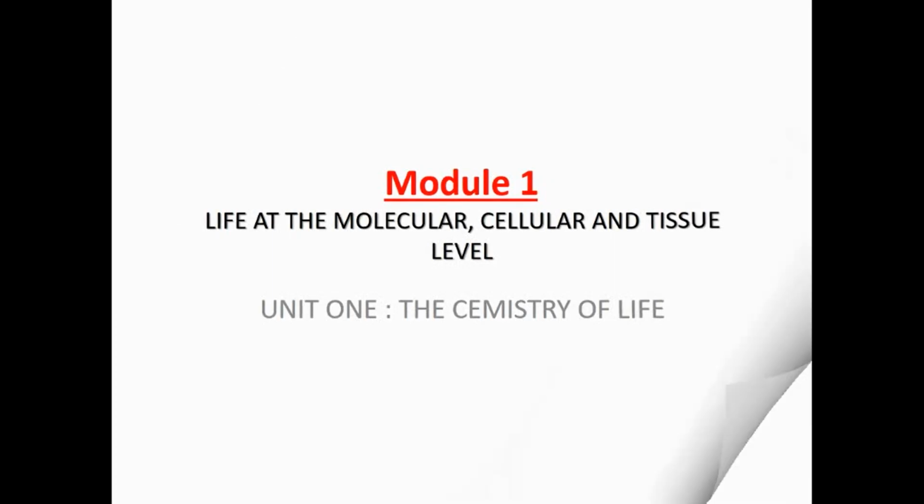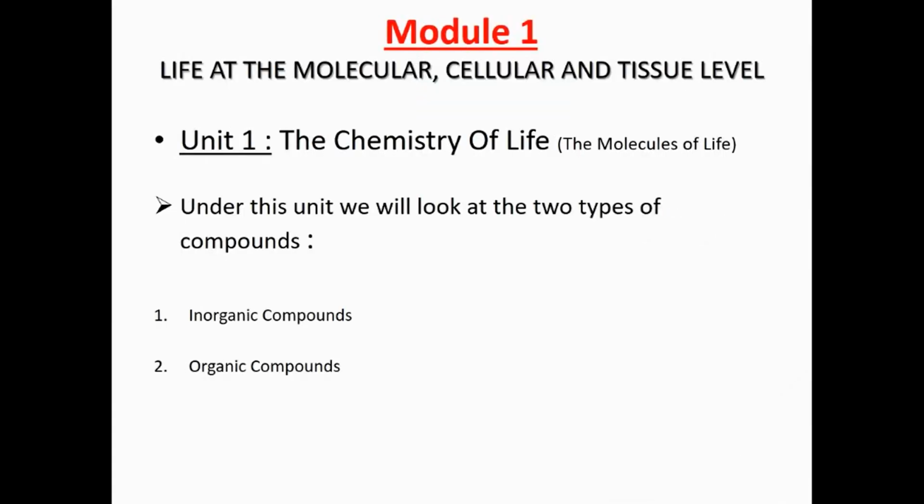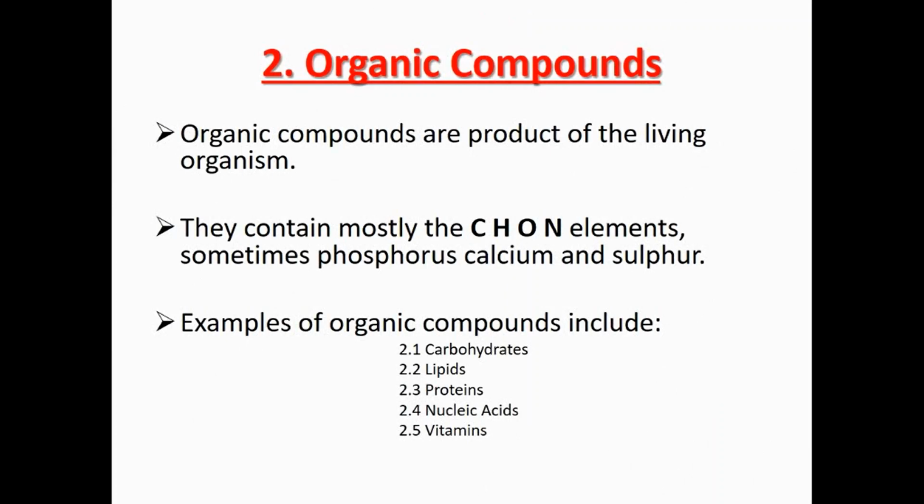In this video, we're going to be looking at organic compounds. Organic compounds are the products of living organisms. They contain mostly the CHON elements. Sometimes they contain phosphorus, calcium and sulfur.